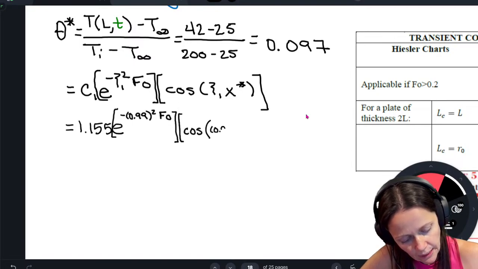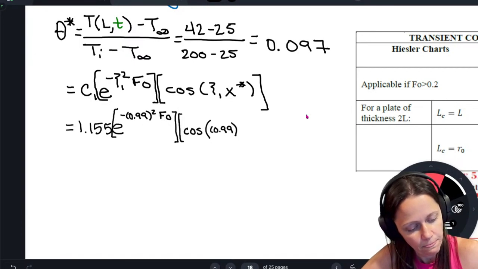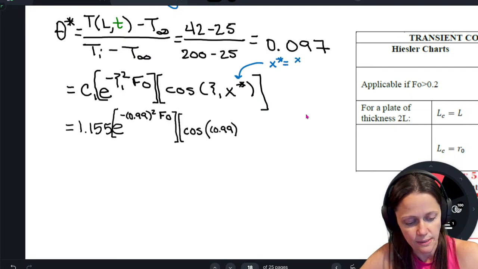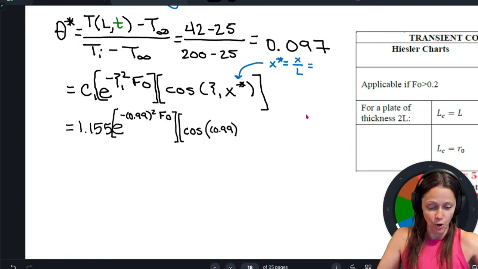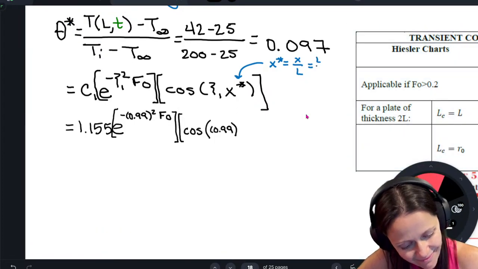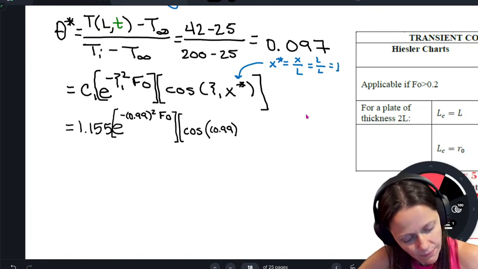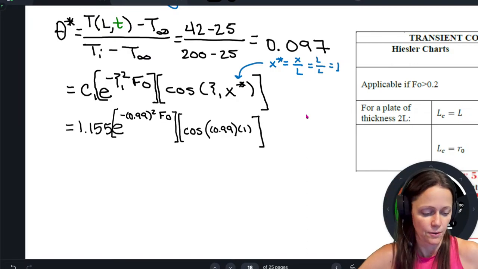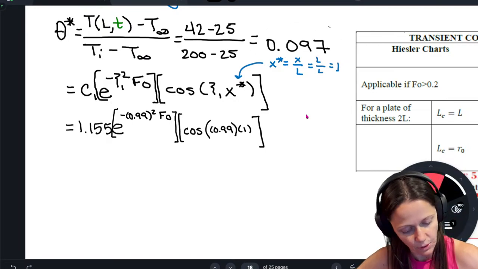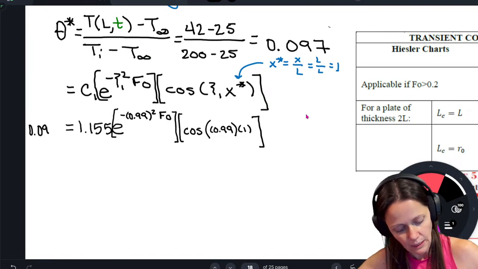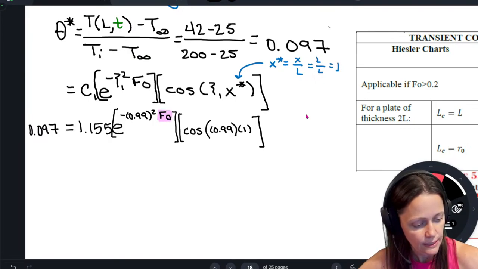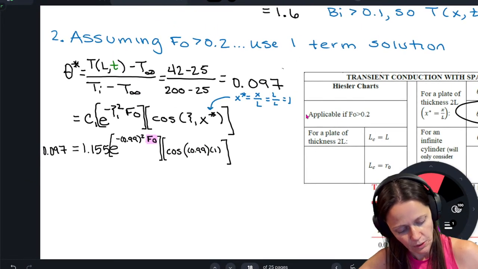Of 0.99 times this x star, and remember, x star is equal to x over L. Well, we are talking about the temperature at L, so L over L, so just 1. And then, of course, all of that is equal to my 0.097. So I have one equation and one unknown. And so I need to solve for my Fourier number.